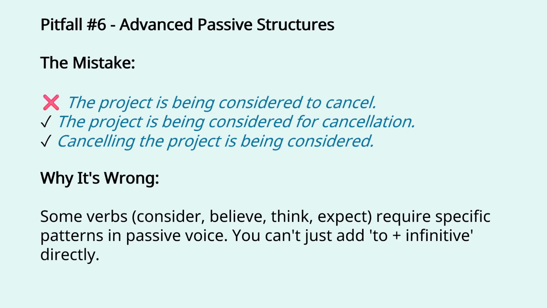Pitfall number 6. Advanced passive structures. The mistake: The project is being considered to cancel. Correct: The project is being considered for cancellation. Or: Canceling the project is being considered.